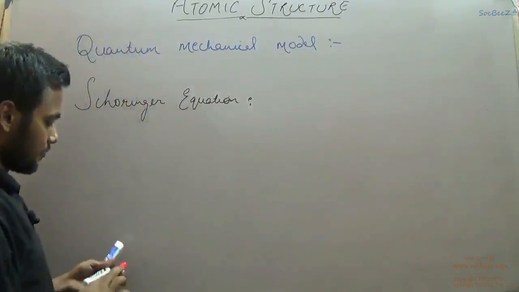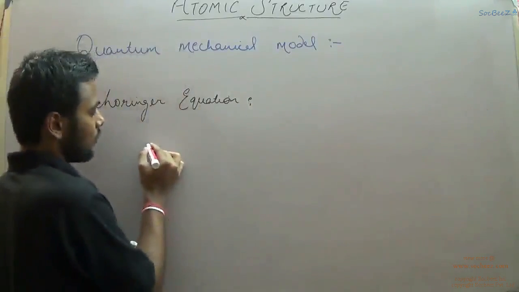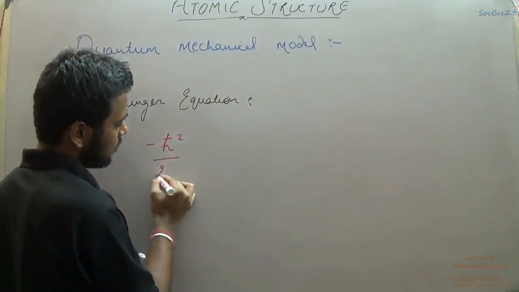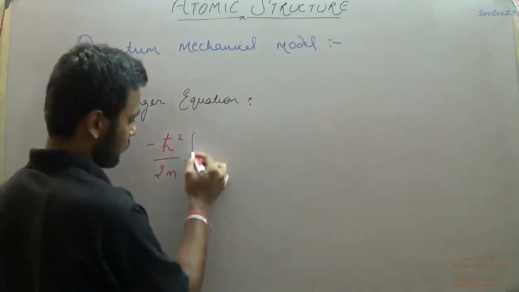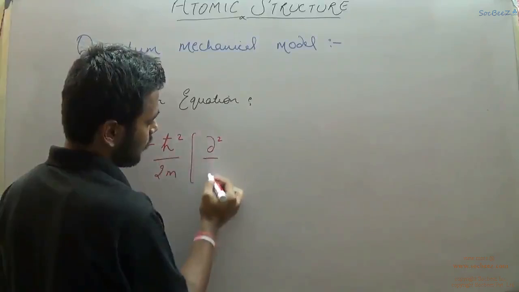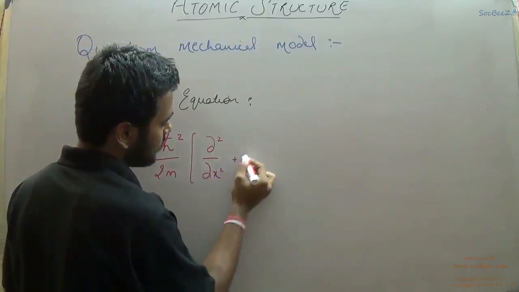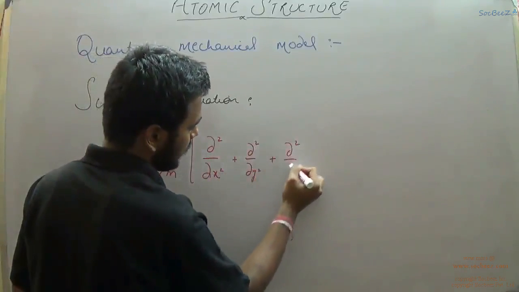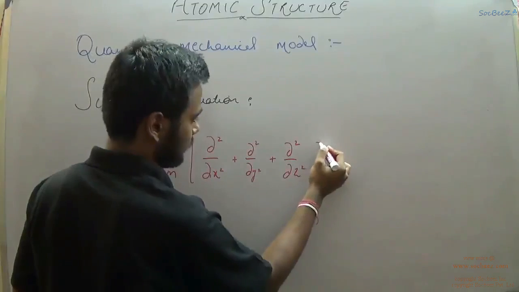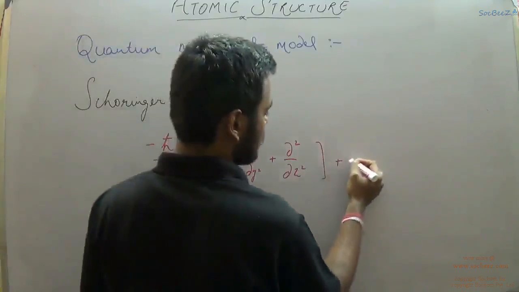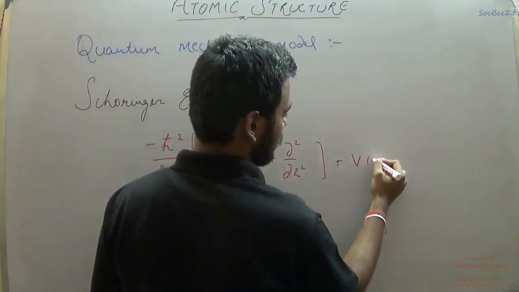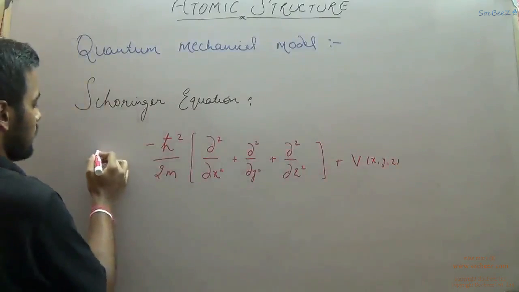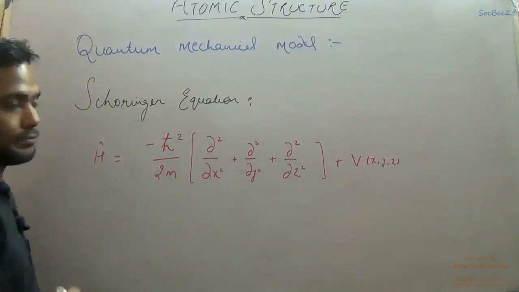Schrodinger equation, it looks like minus H cross square upon 2m, del 2 by del x square plus del 2 by del y square plus del 2 by del z square, plus V. It depends on x, y, z. Okay. So this is Hamiltonian operator.